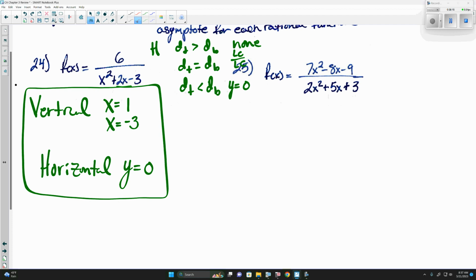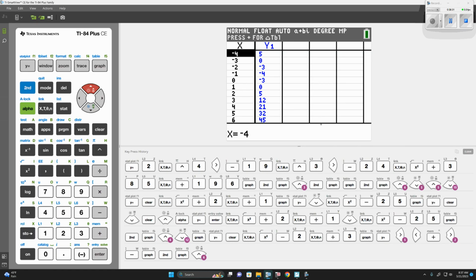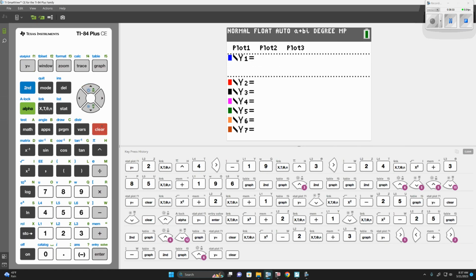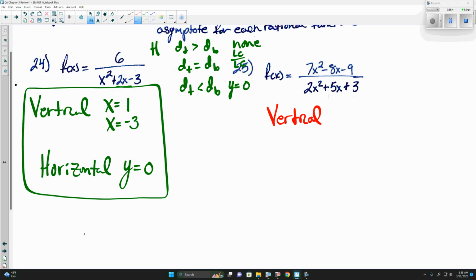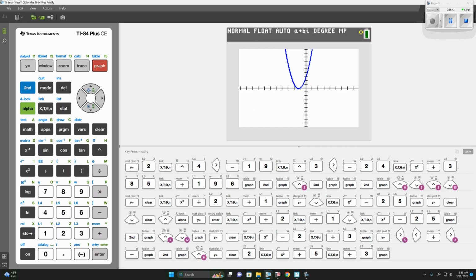Questions on this here? Now, if we look at the next one, vertical is whatever is going to make the denominator be 0. So again, we can say 2x squared plus 5x plus 3. Graph.